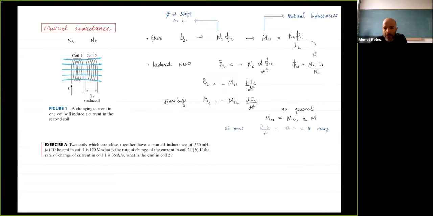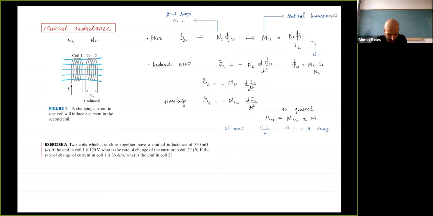So I first want to start with introducing something called inductance. In particular, I want to introduce mutual inductance. Suppose you have two coils like this. The first coil comes in, wraps around and then goes back. And the second coil comes in, wraps around and goes back. Then you pass a current in the first coil, but you don't pass any current in the second one.